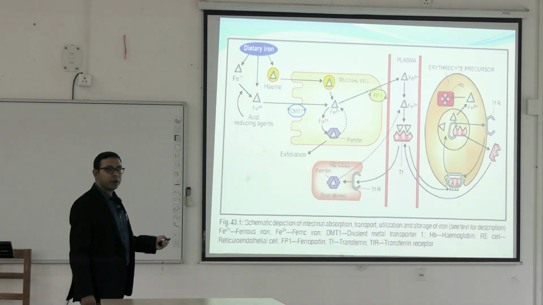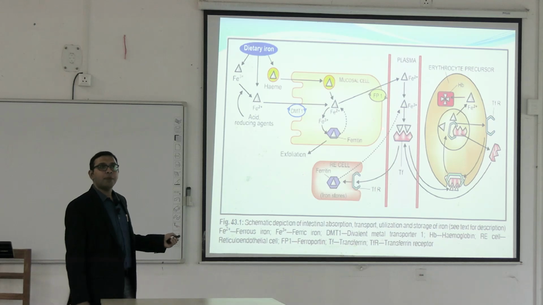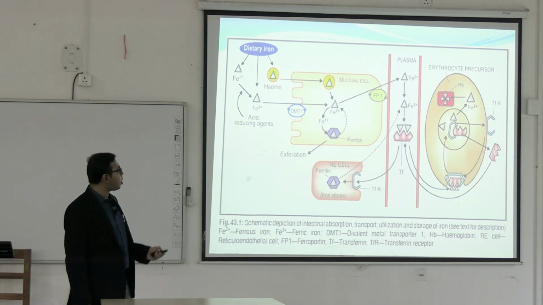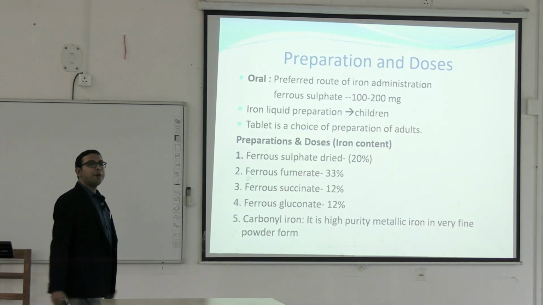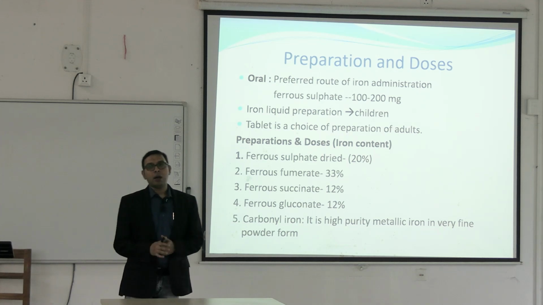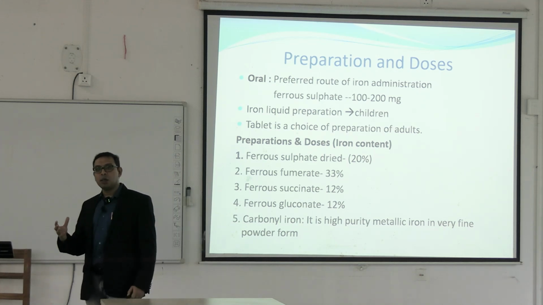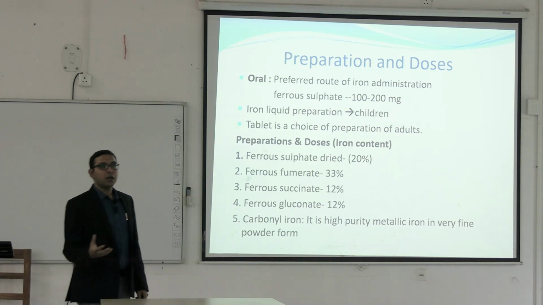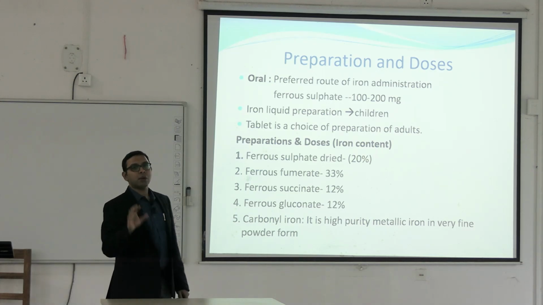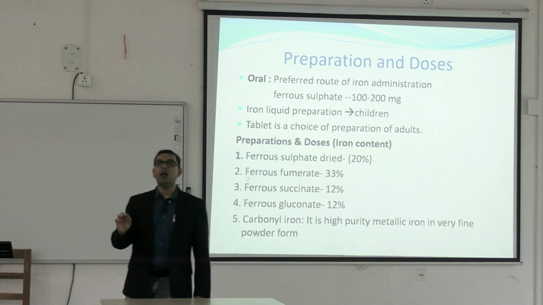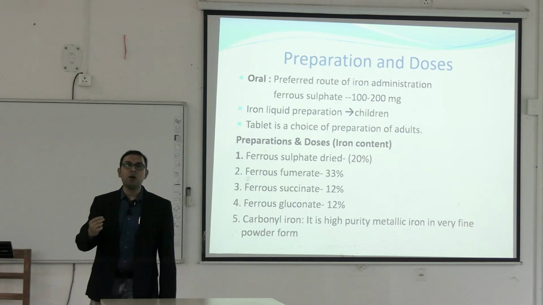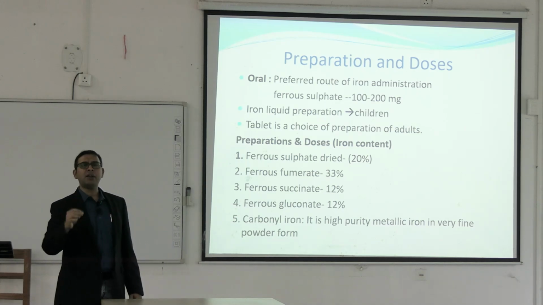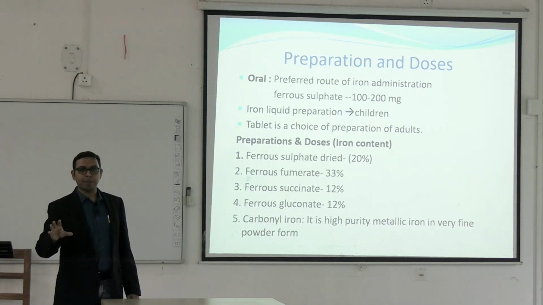So it is clear how iron absorption happens and what is the role of the different proteins. This is very important. Now coming to the preparations and doses. Iron deficiency anemia is diagnosed and we have to treat it. Treatment is done by means of iron preparations. The most common iron preparations utilized are the oral iron preparations, usually in the form of tablets, very less often in the form of syrups.